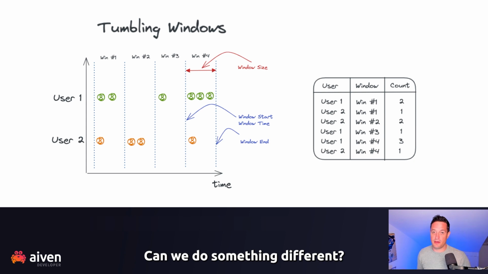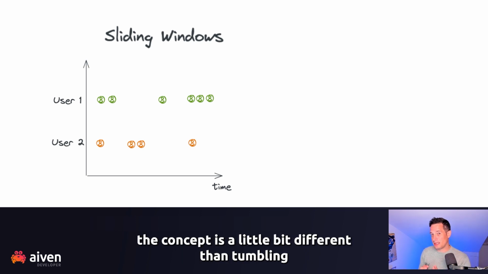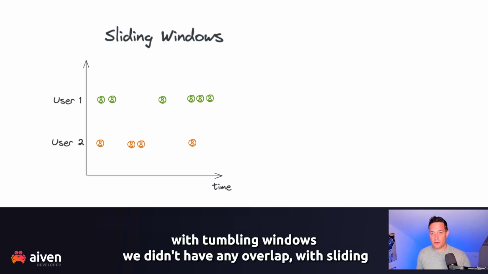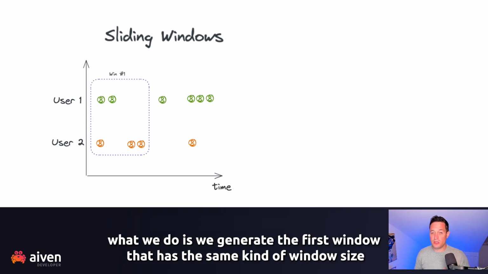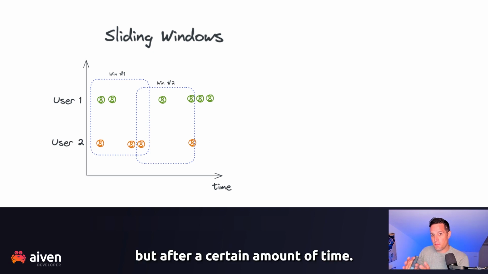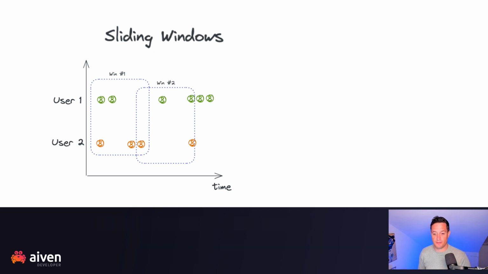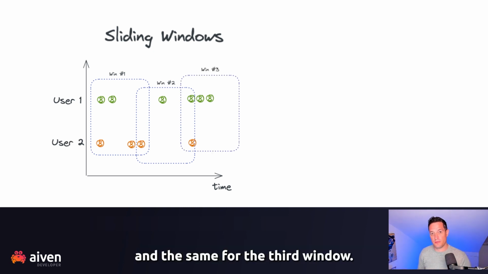Can we do something different? Yes, we can use sliding windows. With sliding windows, the concept is a little bit different than tumbling. With tumbling, we didn't have any overlap. With sliding, what we do is we generate the first window that has the same kind of window size. And then the second window, we generate not when the first window finishes, but after an amount of time. So there could potentially be a little bit of overlap with the first window. And the same for the third window.